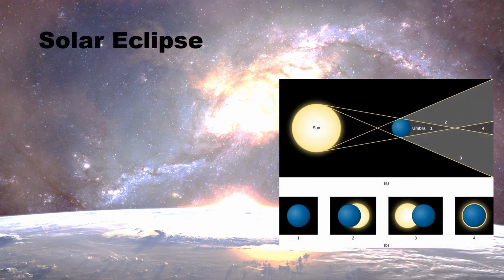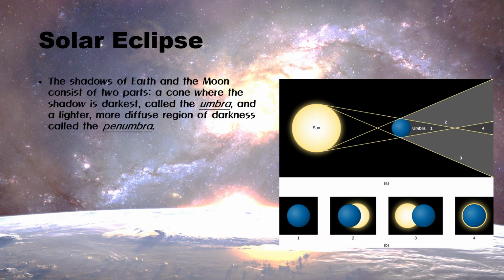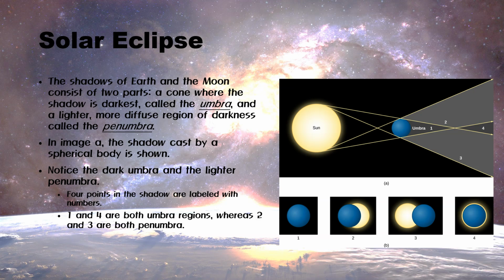So let's first talk about solar eclipses, because these are some of the more famous ones. The shadows of the Earth and the moon consist of two parts. We have a cone where the shadow is the darkest, which we refer to as the umbra, and a lighter, more diffuse region of darkness called the penumbra. In our image A here, we can see a shadow cast by a spherical body. You'll notice the dark umbra and the lighter penumbra. There are 4 points in the shadow labeled with numbers. Points 1 and 4 are both umbra regions, whereas 2 and 3 are both penumbra.